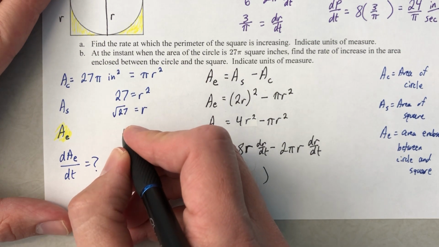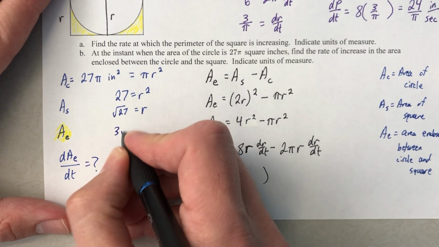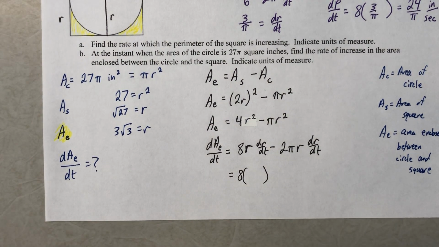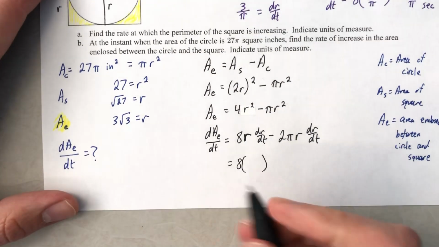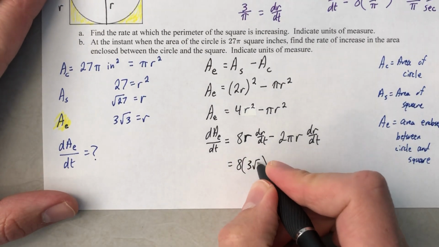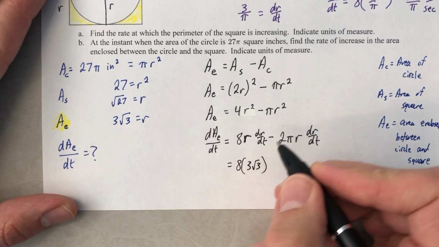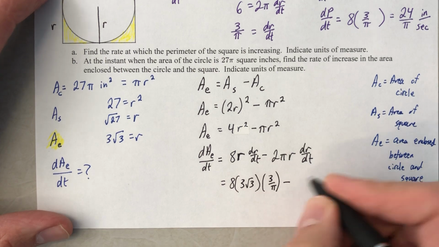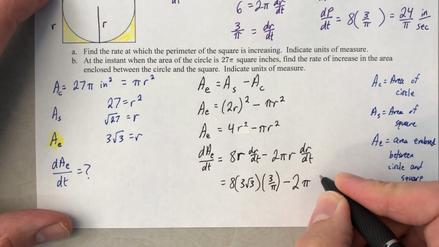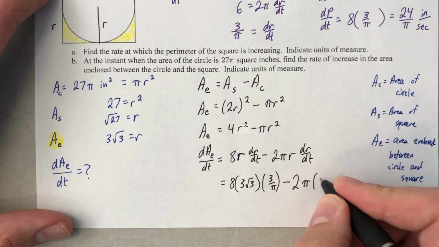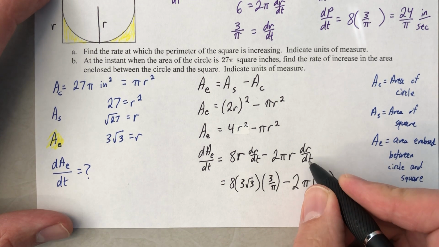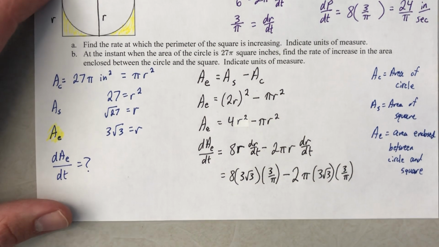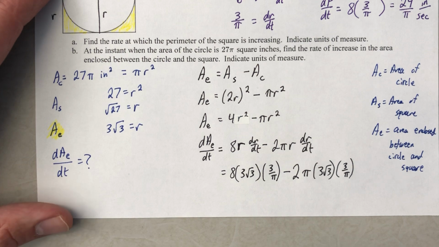And so we take the square root of 27. 27 is 9 times 3. Square root of 9 is 3. Square root of 3 is irrational. There's your radius. We just found it. Disgusting though it may be, that's it. So now dA/dt is 8 times 3 square root of 3, times dr/dt, which is 3 over pi, minus 2 pi r, what's r? 3 square root of 3, times dr/dt, that's 3 over pi. On today's exam, we could leave it like this, but we're not going to today.